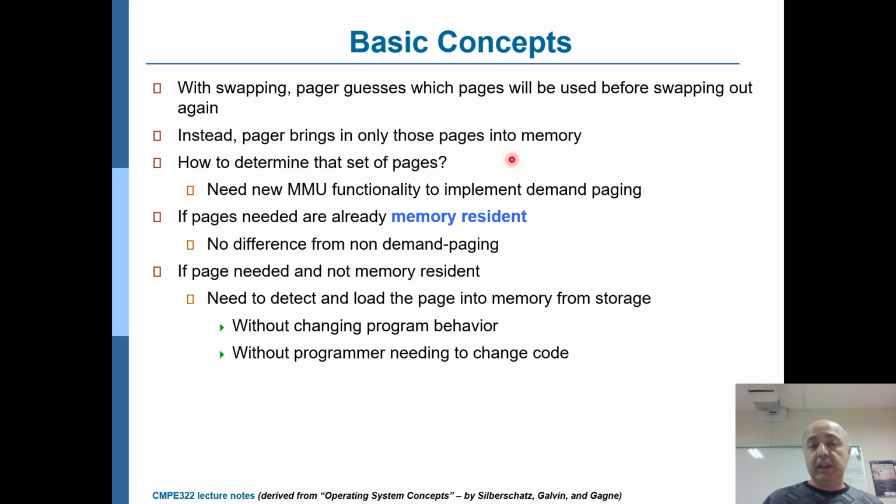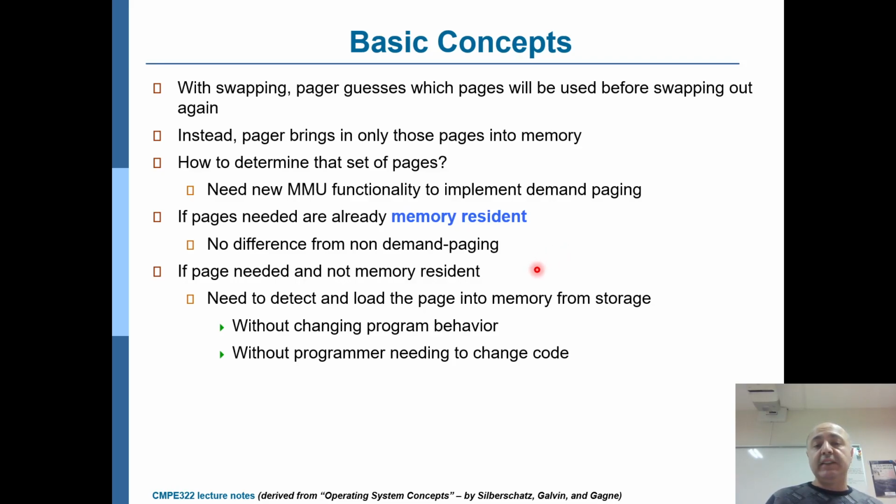How do you determine the set of pages that are going to be frequently used? We don't care so much about the past. The past has happened, whatever it was. But we would like to guess the near future as well as we can. So we need some new memory management unit functionality which will implement demand paging. If the pages that are needed are already in the memory, they are memory resident, then there is no difference from non-demand paging. It's just the regular one.